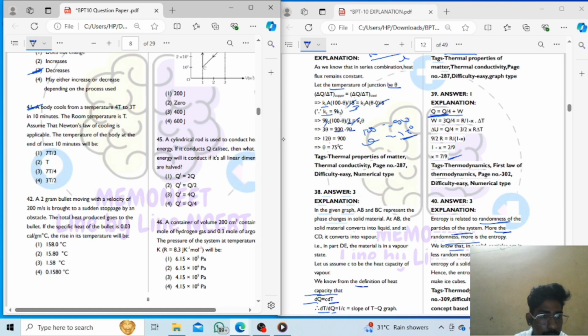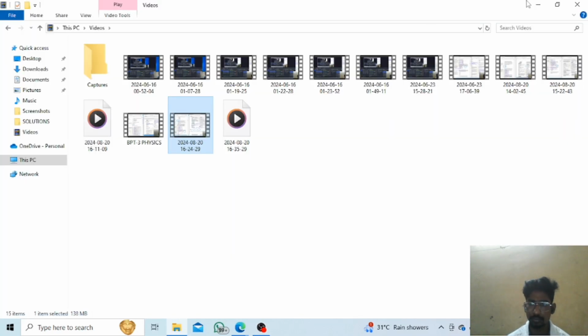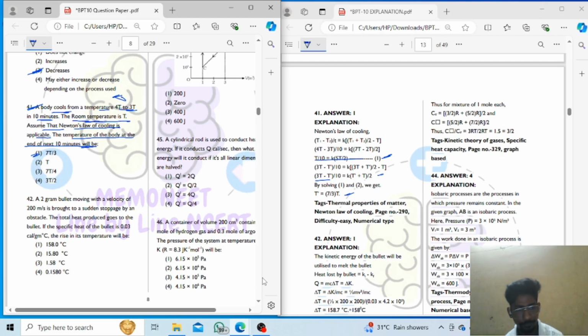Question number 41. A body cools from temperature 4T to 3T in 10 minutes. Newton's law of cooling is applicable. The room temperature is T. What is the temperature of the body at the end of the next 10 minutes?